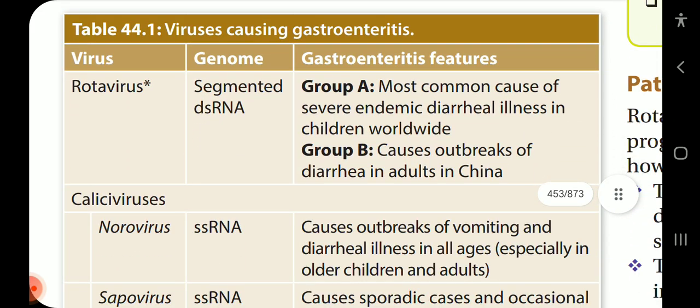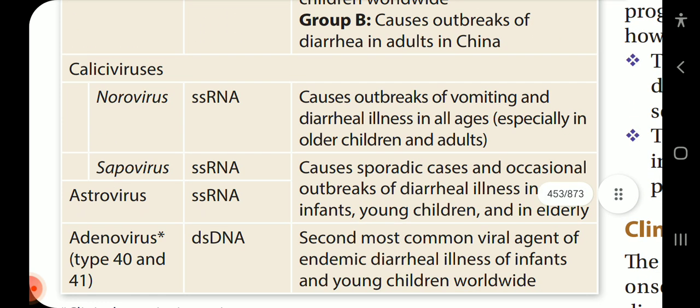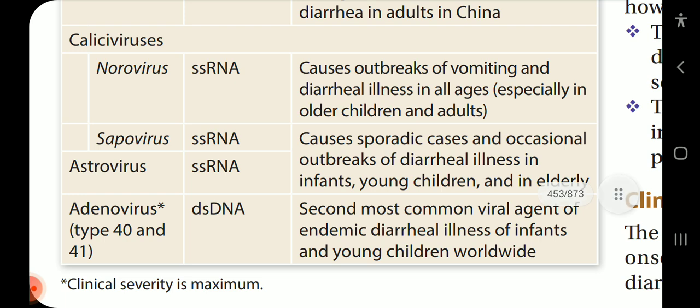Viruses causing gastroenteritis. Rotavirus genome is segmented double stranded RNA, and it causes group A, the most common cause of severe endemic diarrheal illness in children worldwide, and group B, which causes outbreaks of diarrhea in adults in China. Calicivirus includes norovirus, which has ssRNA and causes outbreaks of vomiting and diarrheal illness in all ages, especially in older children and adults.